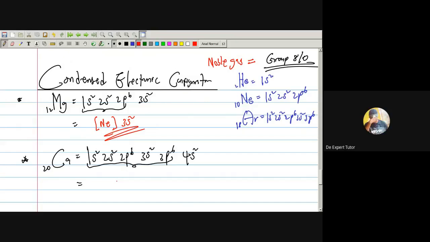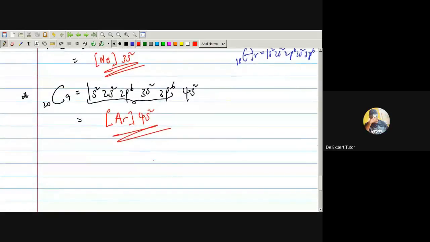Argon. So it means that instead of me stressing myself to write this, I will just say what? Argon, then 4s2. I'm done. All together? Yes. Exactly. That's how we write it, condensed electronic configuration.